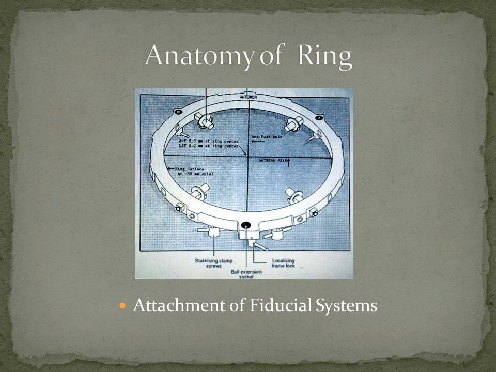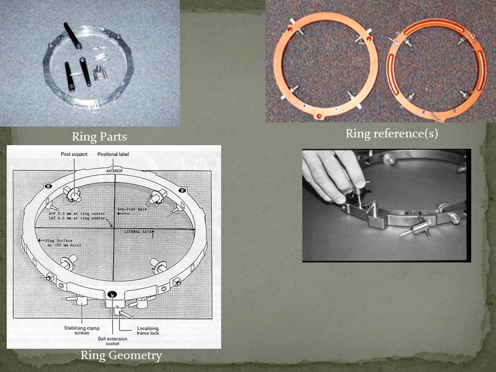So 0, 0, 0 in the BRW coordinate system tends to be in the middle of the patient's head. Right is positive, more superior is positive, more anterior is positive. It's a left-handed system. The pins and posts are all part of the system. The important thing about the pins and posts is that they stay rigid.